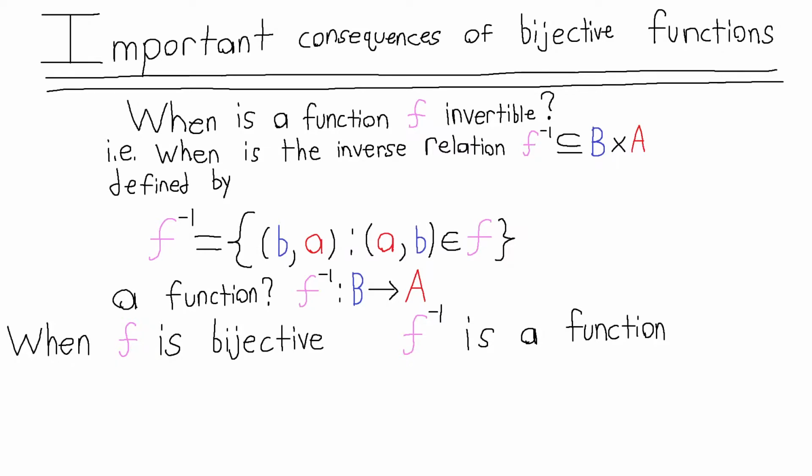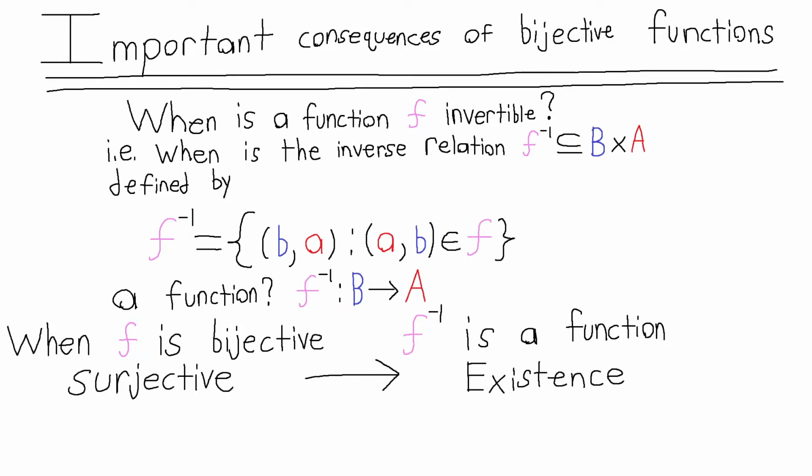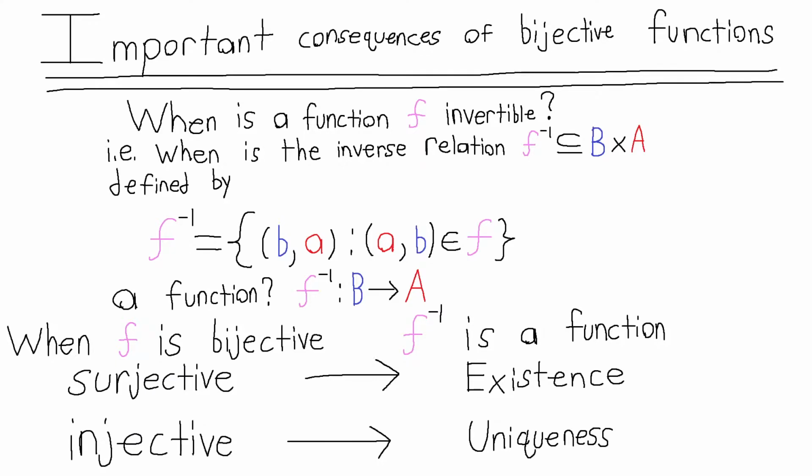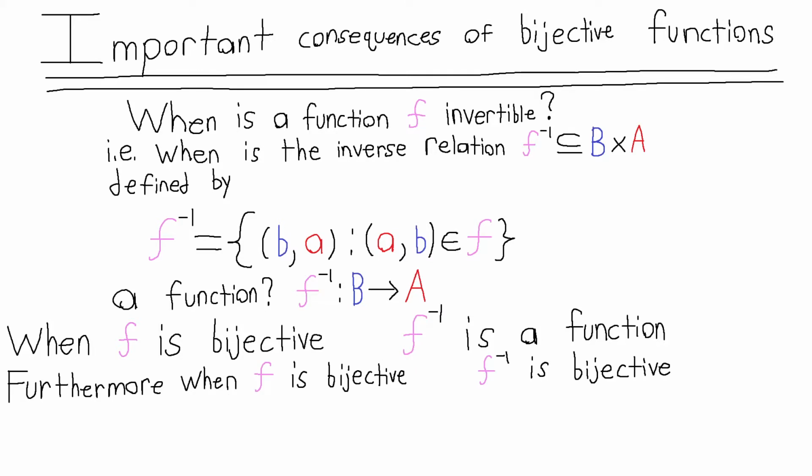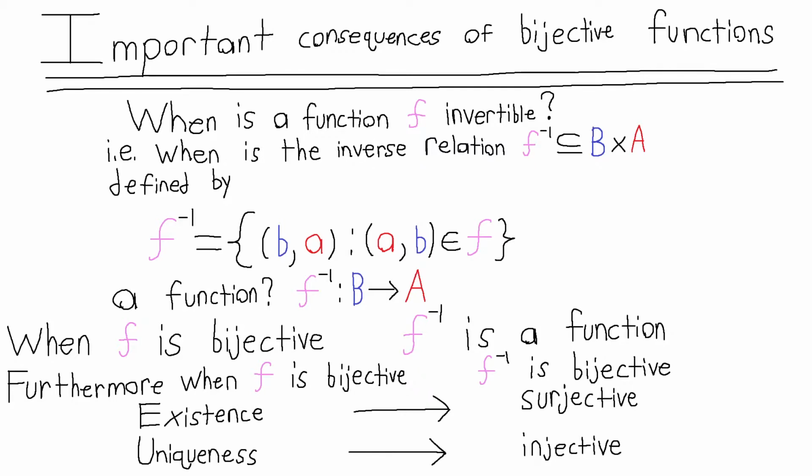In order for the relation f inverse to be a function, it needs to satisfy the existence and uniqueness properties. f being surjective implies existence for f inverse because it guarantees that every element of B is related to an element in A, and f being injective implies that this a that each b is associated to is unique. Furthermore, when f is bijective, not only is f inverse a function, but f inverse is a bijective function. This is because the existence property of f implies the surjectiveness of f inverse, and the uniqueness of f implies the injectiveness of f inverse.